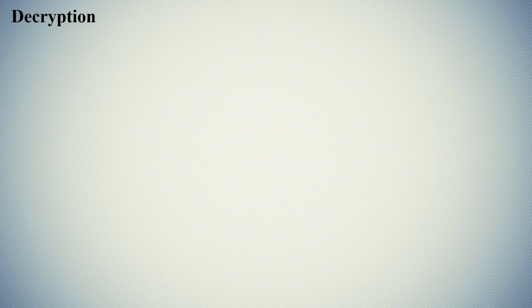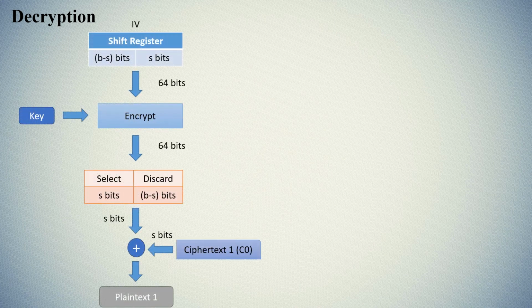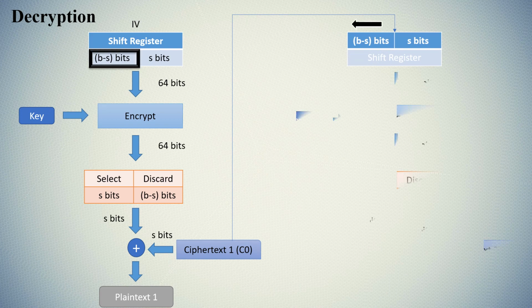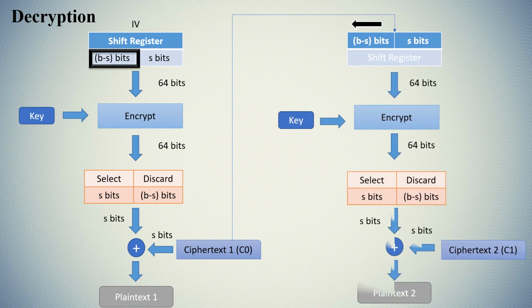Now we will look into the decryption of the Cipher feedback mode. The decryption of the Cipher feedback mode is similar to the encryption process. The only difference is that the positions of the plaintext and the ciphertext have been switched. Other than that, all other steps are exactly the same as in the encryption process. The decryption process will continue until all the ciphertext has been decrypted.